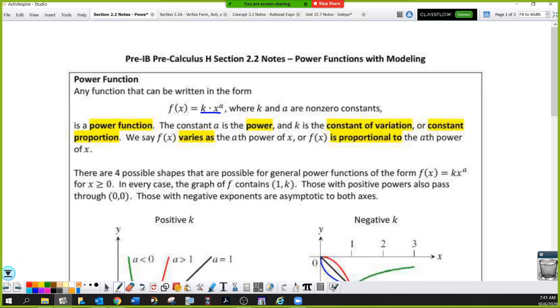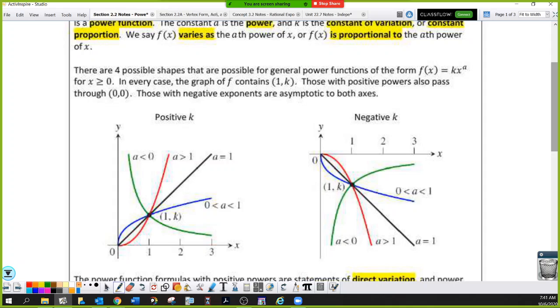Now there are 4 possible shapes for these things, for the general power function, but this is specifically for x being greater than or equal to 0. So we are avoiding any possibility of x being a negative number. Why, Mr. M? Well, because if x, which is the base, were a negative number, let's think about that for a second. A negative number raised to an even power is positive. A negative number raised to an odd power is negative, which means we would have a graph that is discontinuous everywhere. I mean, think about it.